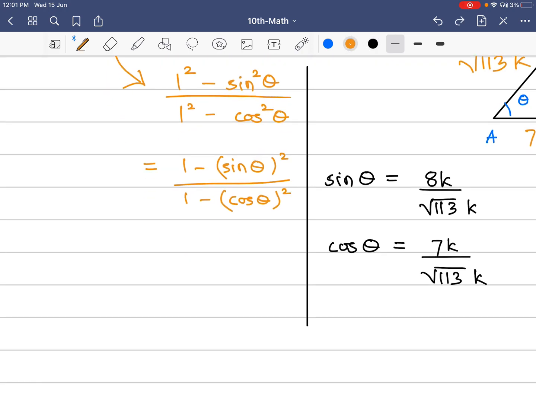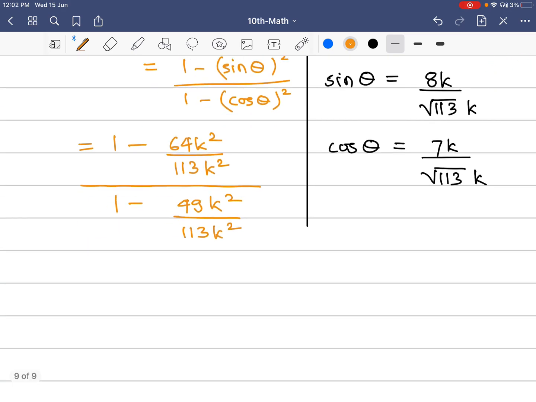So that's going to be 1 minus, now we are going to have sine theta the whole square. So that's going to be 64k square, the whole divided by 113k square. I've just taken square on both sides of this equation. Same thing with cos theta. Cos theta square is going to be 49k square over 113k square. So let's substitute that. This is whole divided by 1 minus 49k square, the whole divided by 113k square.